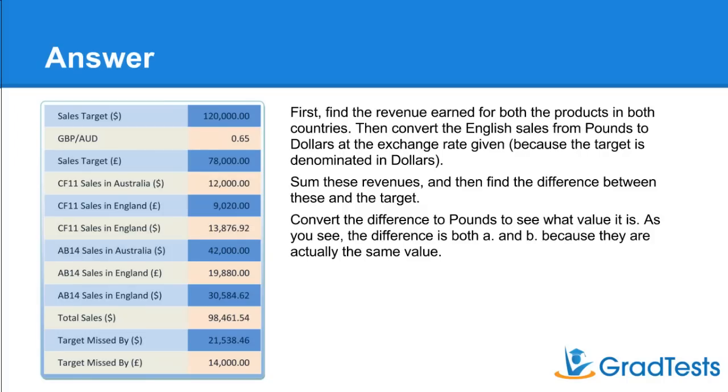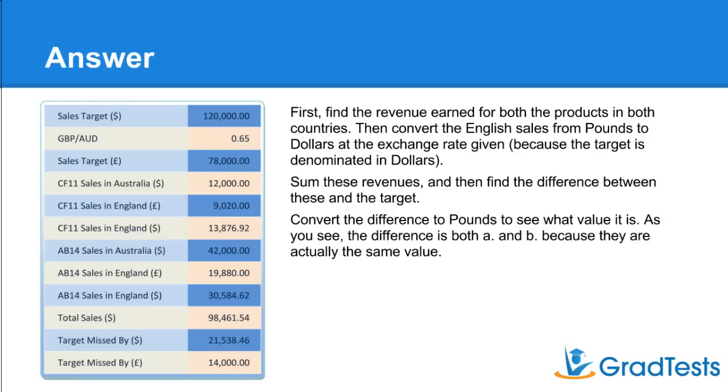So firstly, for CF11, the sales in Australia are already in Australian dollars. That's $12,000, so you don't have to do anything there. Now we need to take these sales in England in pounds and convert them to dollars. We would do that by taking the £9,020 and dividing by 0.65. So don't make probably the most common mistake here and multiply by 0.65. Remember, we're converting from pounds to dollars here, so we're going to divide by 0.65.